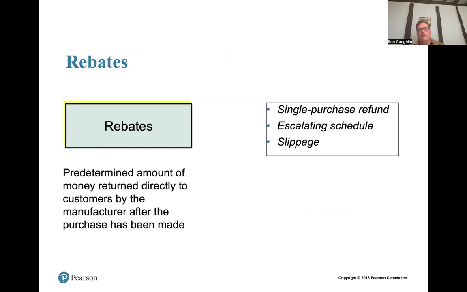And what's really great about these rebates is a lot of people buy because they think they're getting a rebate, and then they don't send in the rebate, but it did originally incent them to buy that product and service. So it can be a great way to do that.